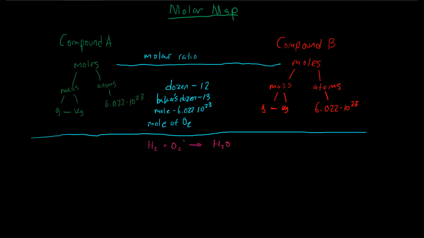The first thing you want to do when you have a reaction is make sure it's balanced. We're going to have 2 oxygens here, and then 4 hydrogens on this side, so we need to put a 2 in front of this H2. And then this is balanced. So then we can continue.